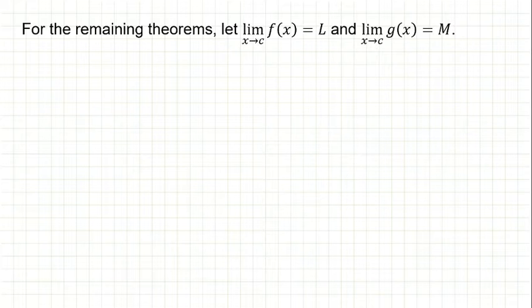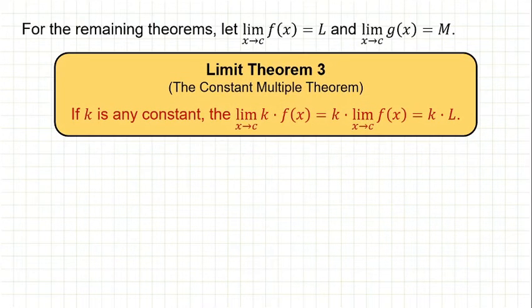Okay, so for the remaining theorems, we will let the limit of f of x as x approaches c be equal to L, and the limit of g of x as x approaches c be equal to M. Okay, so for the third theorem, this is the constant multiple theorem. If k is any constant, then the limit of k times f of x as x approaches c is equal to k times the limit of f of x as x approaches c, or just equal to k times L, since the limit of f of x as x approaches c is equal to L.